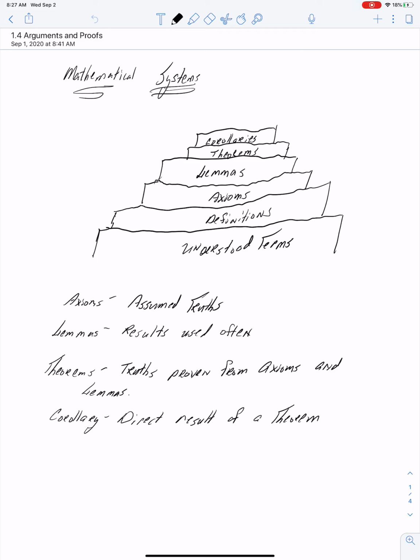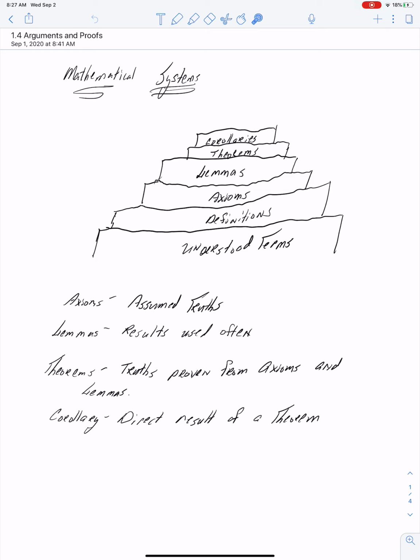So today I want to talk about mathematical systems. Mathematical systems are used to model all kinds of things in the real world, but in particular, it is just a logical system in and of itself. And here are the basic building blocks of a mathematical system. The foundation consists of understood terms.